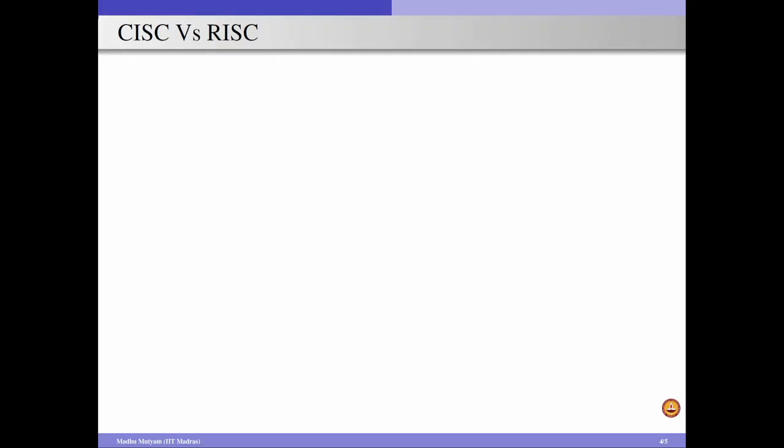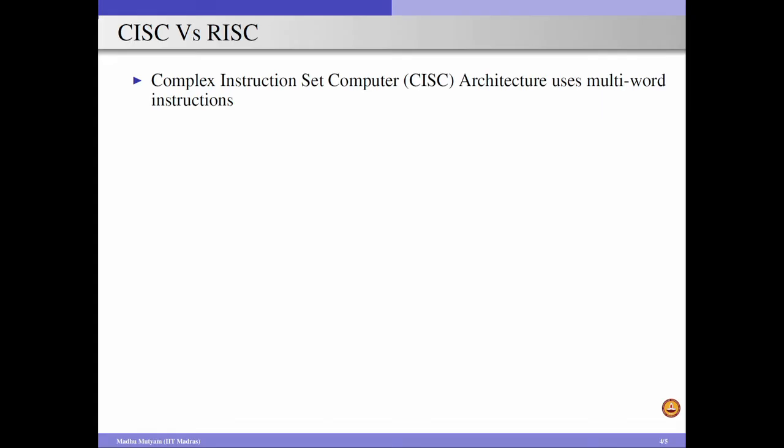And the ISA which considers this type of encoding is 80x86. So having discussed the instruction encoding, we look at the two classes of ISAs, which are CISC and RISC. Among these two, CISC is the older ISA. CISC stands for Complex Instruction Set Computer Architecture, and it uses multi-word instructions.